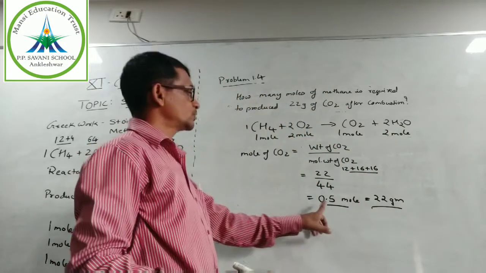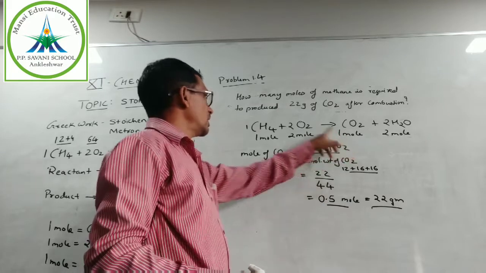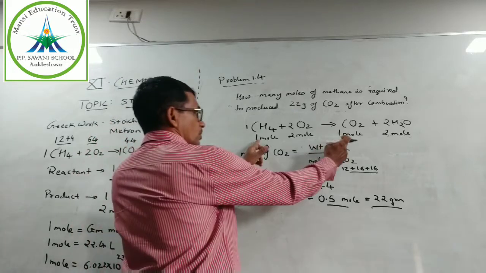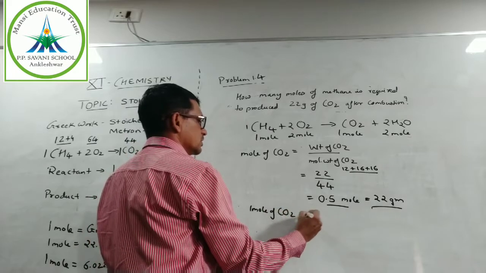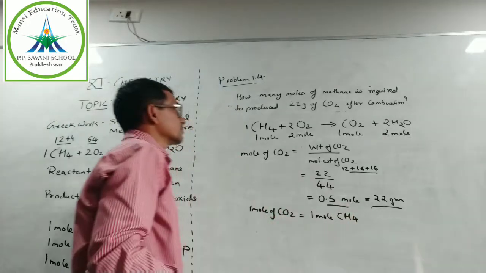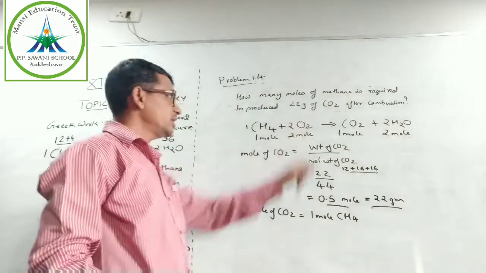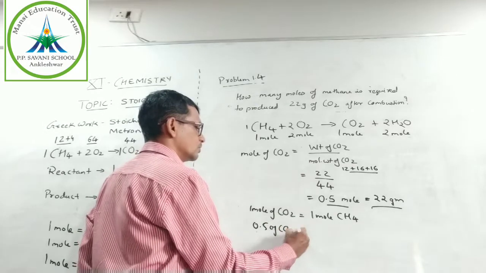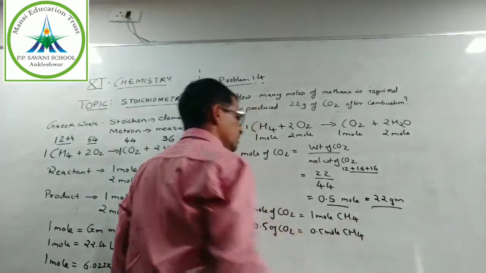Now we want to produce half mole of CO2 and we want to get the idea how many moles of methane are needed. So here from the stoichiometry, 1 mole of CO2 is equal to 1 mole of methane. But here we want to produce 22 gram or half mole. So 0.5 mole of CO2 is equal to 0.5 mole of methane.